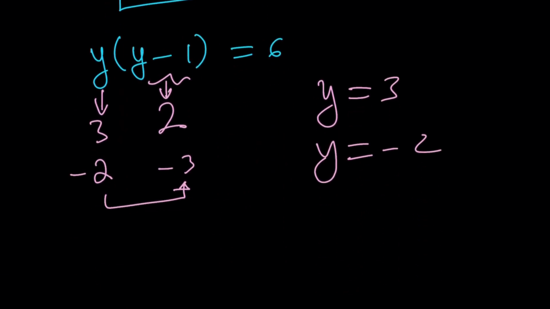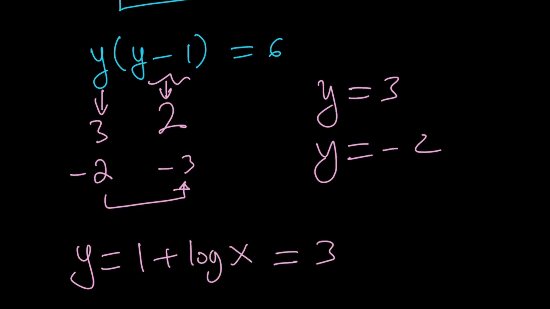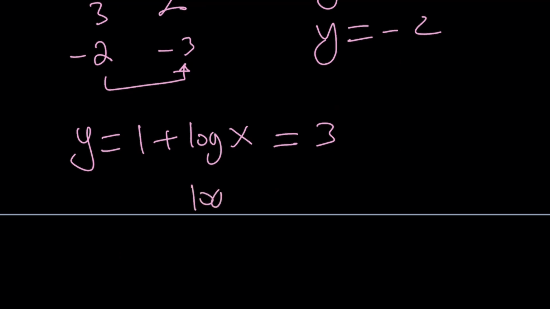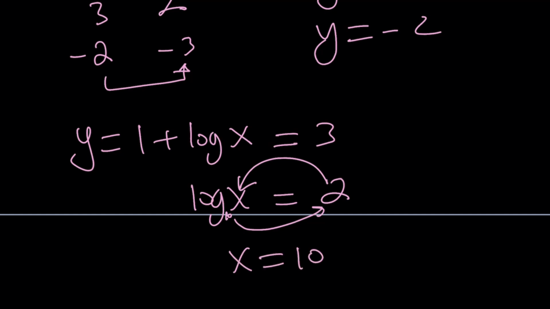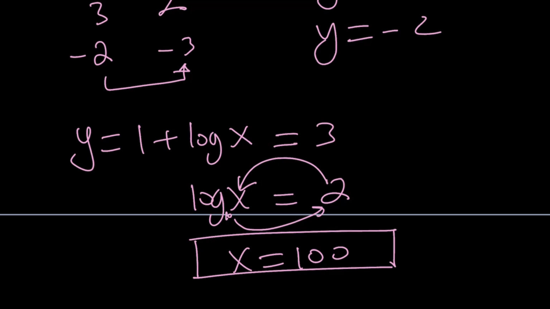Okay, it was given, right? So y equals 1 plus log x, and that's equal to 3. From here we get log x equals 2, and remember the base is 10, and by using the definition of logs, x becomes 10 to the second power, which is 100. So one of the values is x equals 100.